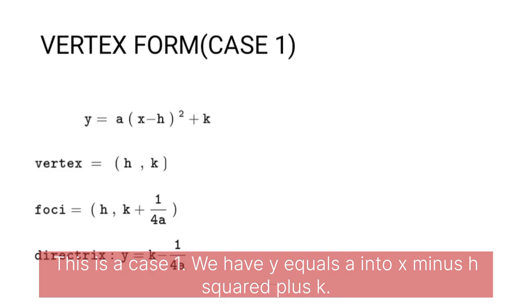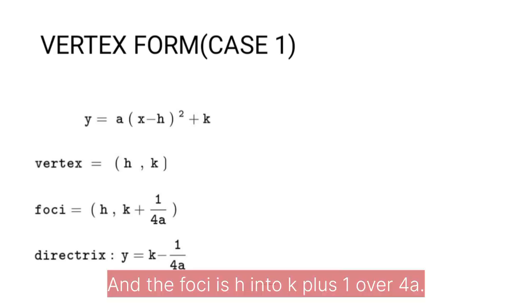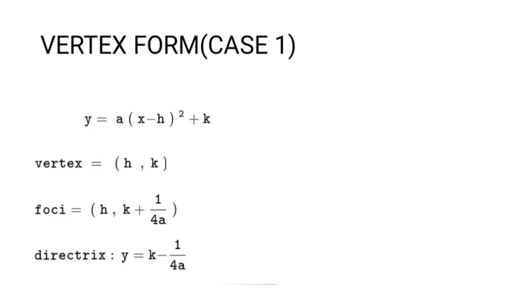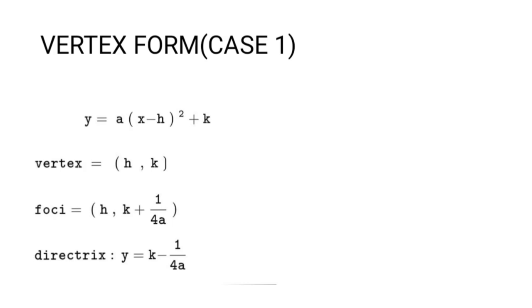We have y equals a into (x minus h) squared plus k. Okay, and we see that the vertex of this parabola is (h, k), and the focus is (h, k plus 1 over 4a), and the directrix is y equals k minus 1 over 4a.